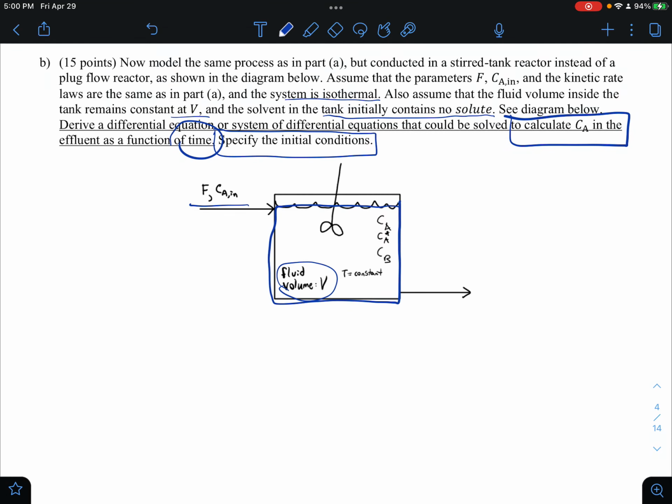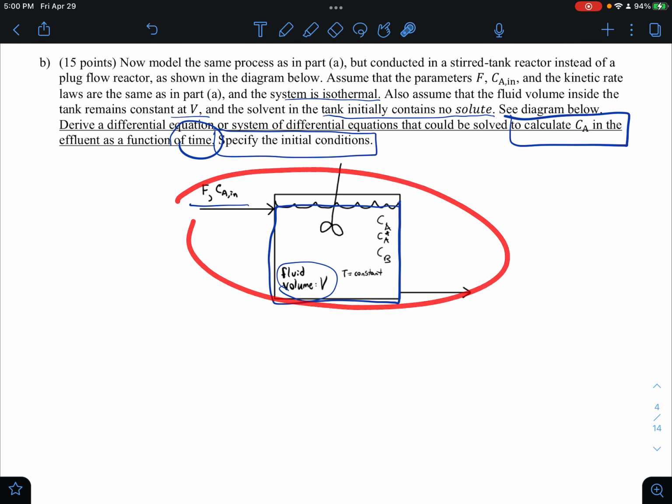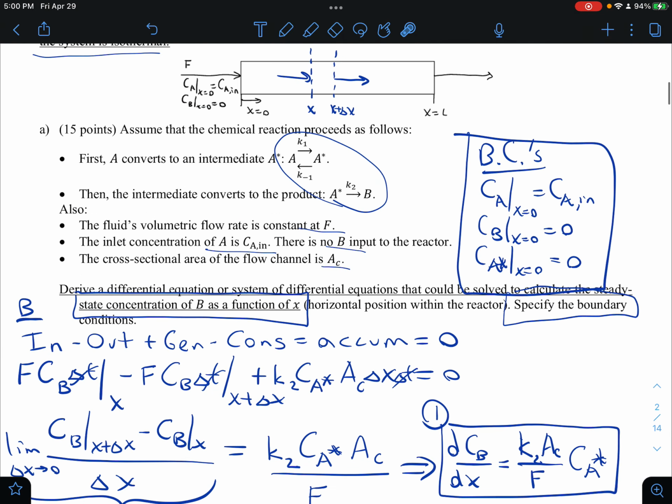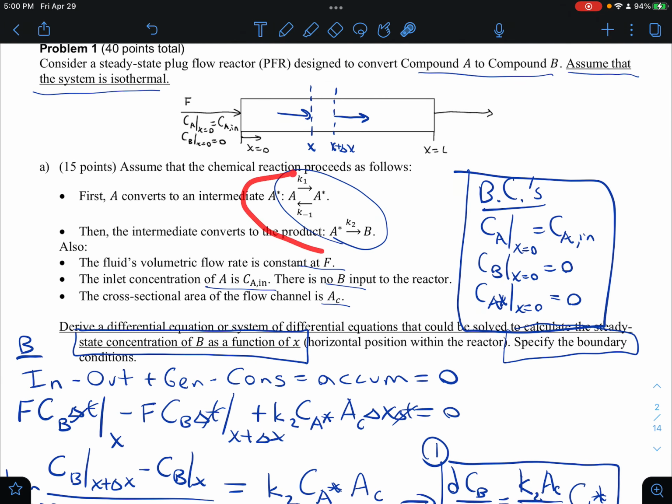This is part B of problem 1 of exam 2 of spring 2022. We're told that we want a differential equation to calculate CA as a function of time and the boundary conditions for this stirred tank system. The system of reactions is the same as it was in part A. A goes to A star reversibly, A star goes to B irreversibly.